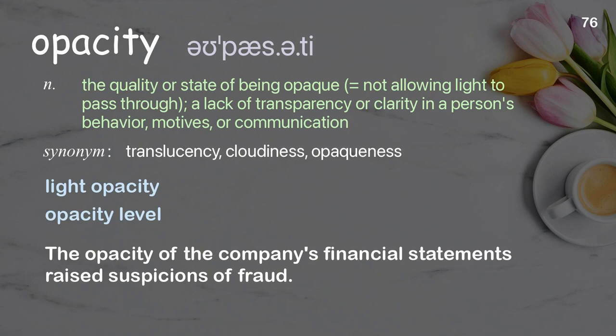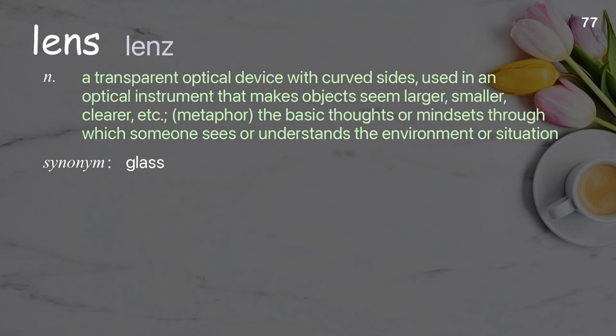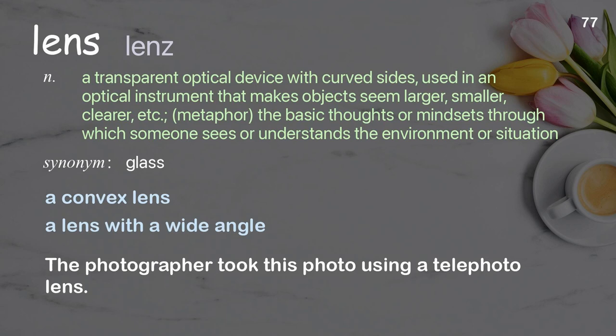Lens: a transparent optical device with curved sides, used in an optical instrument that makes objects seem larger, smaller, clearer, etc. Metaphor: the basic thoughts or mindsets through which someone sees or understands the environment or situation. Examples: a convex lens, a lens with a wide angle. The photographer took this photo using a telephoto lens.